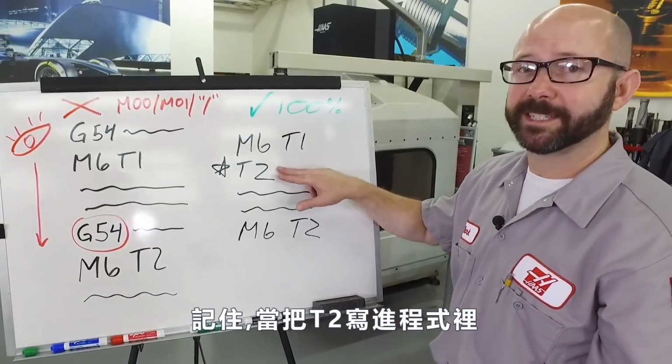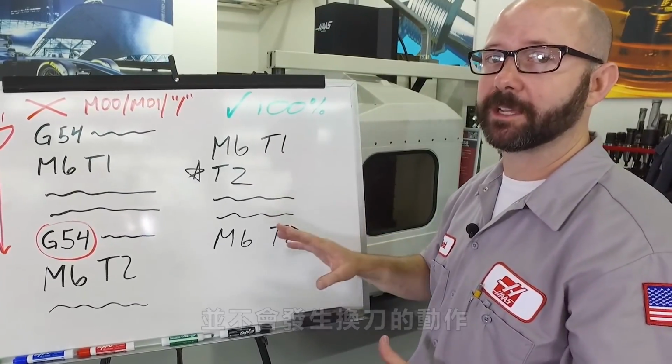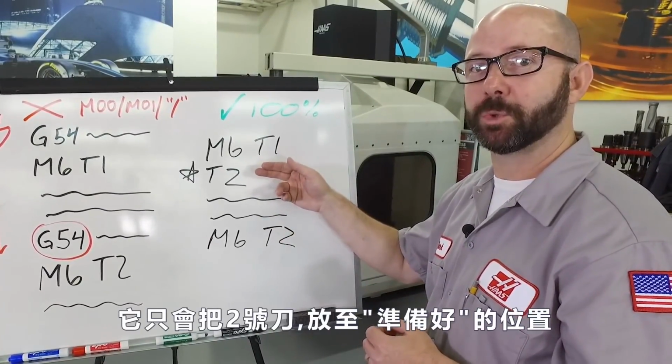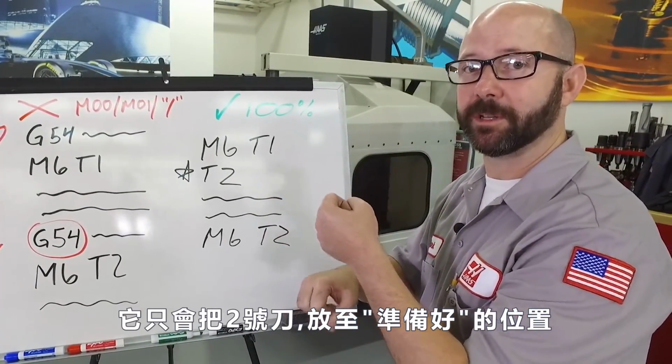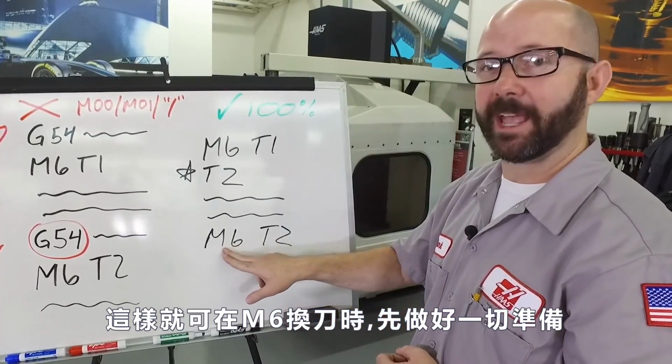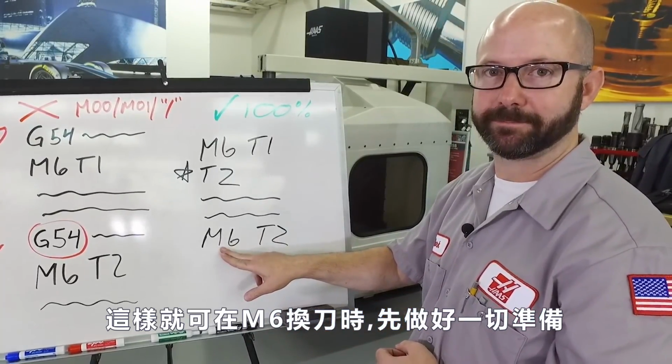Remember, when we place a T2 here in the program, it's not going to cause a tool change. It's just going to put tool 2 into the get ready position. So it's all ready for that M6 tool change when it does come up.